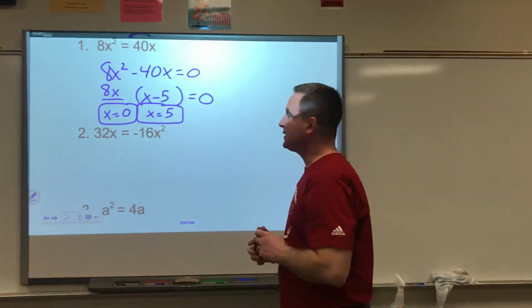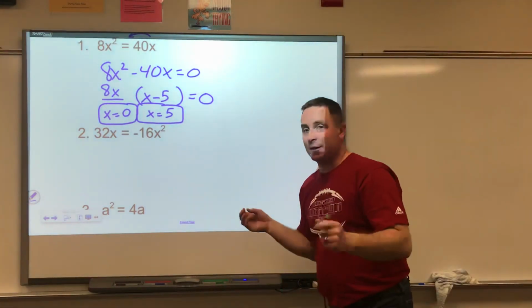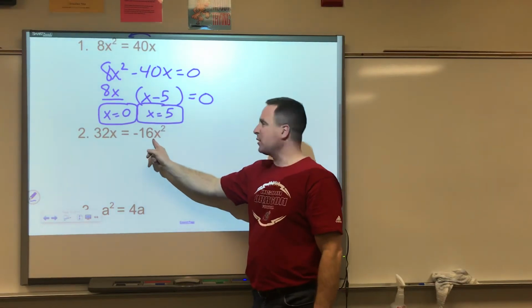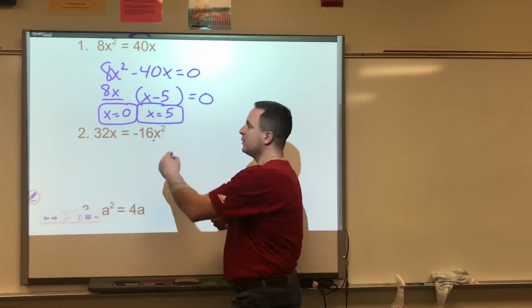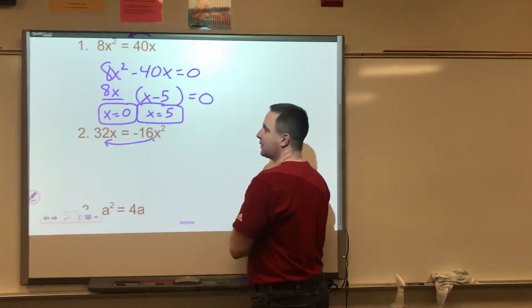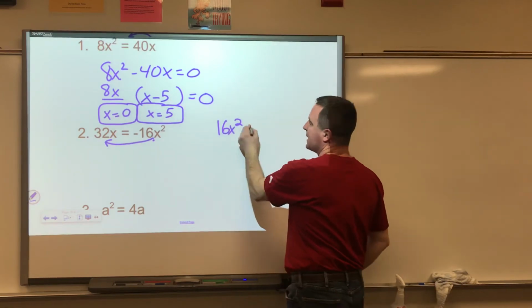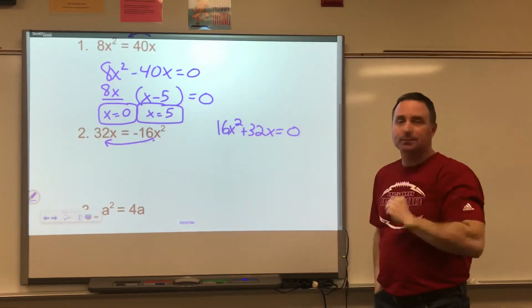Okay, can we try the second one? Now the second one here is kind of out of order. Again, there isn't a 0 on one side. And if I look closely, the x squared, the biggest power is negative 16. I want that to be positive. So again, I'm going to move that over to the other side. I'm going to go over here so I have a little more room. I'm going to make that be positive 16x squared plus 32x equals 0.